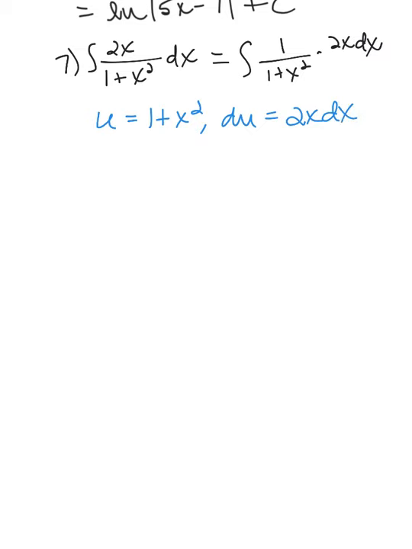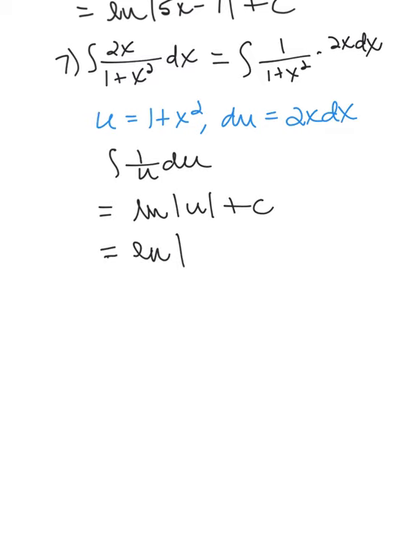Substituting into our integral, we will have the integral of 1 over u du, which is the natural log of the absolute value of u plus c. Replace your u with what it was originally, so we have the natural log of 1 plus x squared plus c.